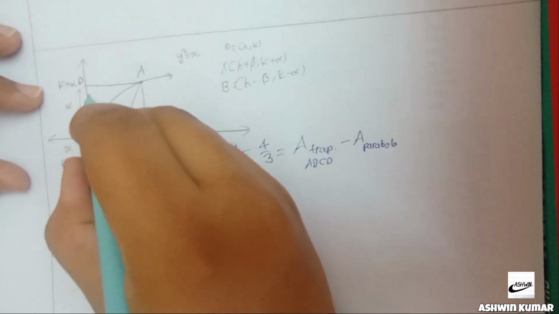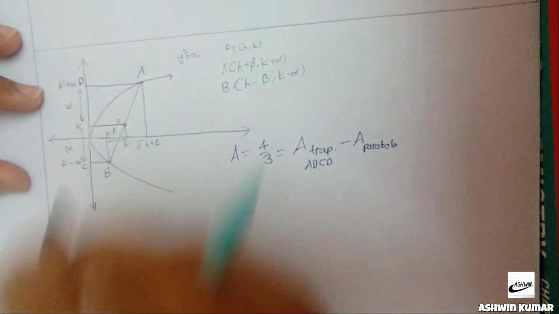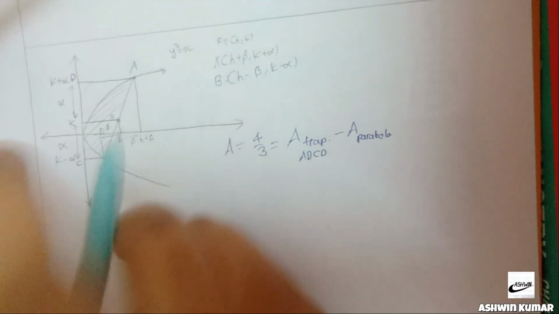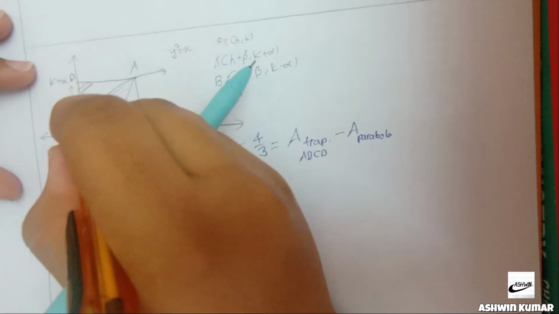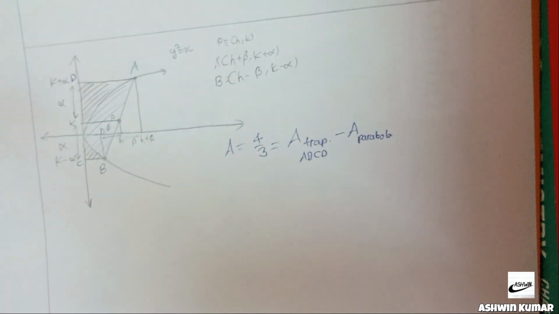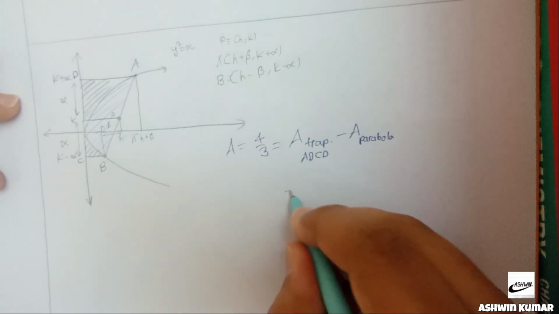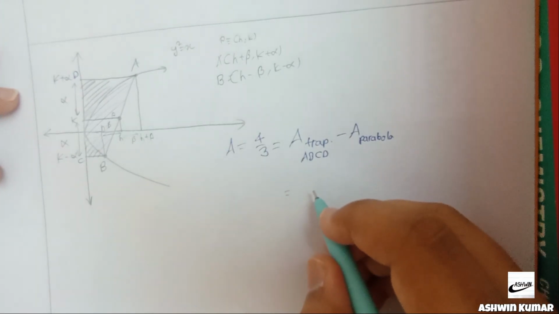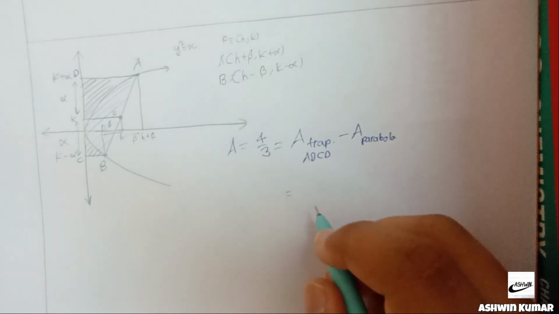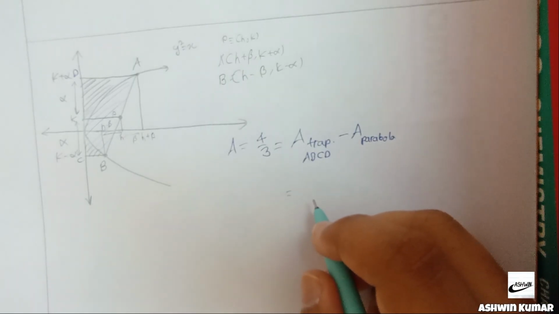Okay, basically this region is our required area. The pencil-shaded part is the area that we have to subtract from the area of the trapezium. The area of trapezium ABCD is simply the average of the parallel sides times the height, basically the sum of parallel sides by 2 into height.